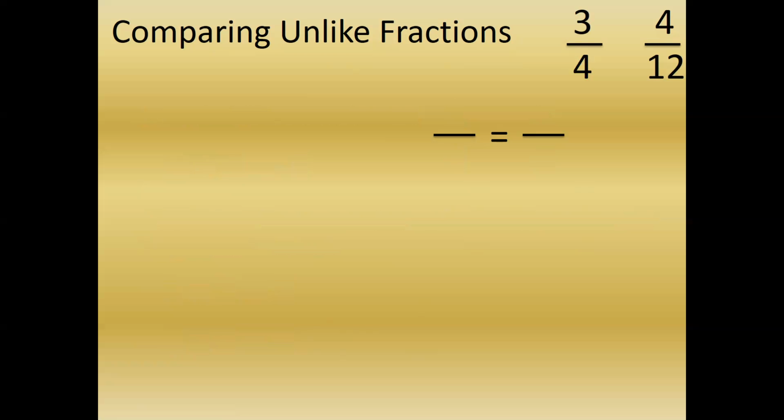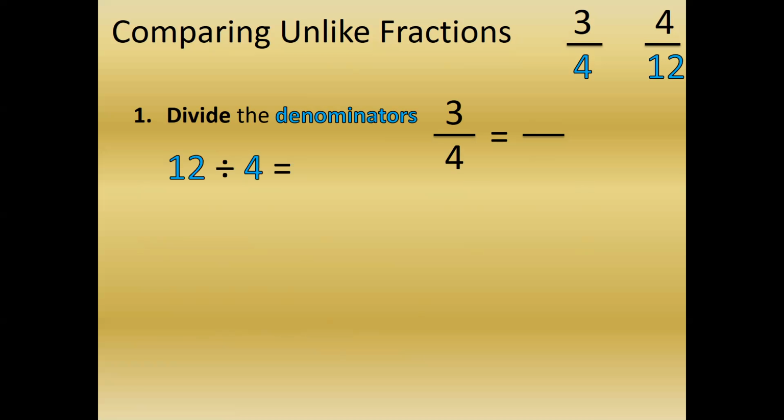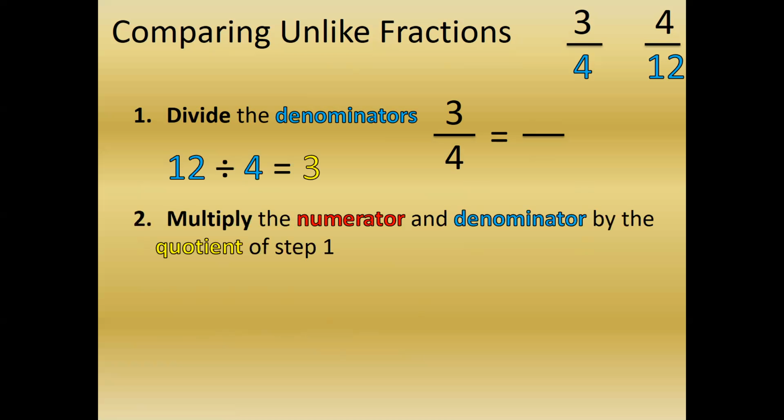All right, we're going to do one more. See if you guys can do this one. We have 3/4 and 4/12. We always change the smaller denominator to the same denominator as the bigger one. So for 3/4, we have to divide the denominators. Our denominators are 4 and 12. So 12 divided by 4 is equal to 3. Then we have to multiply the numerator and denominator by the quotient of step number 1.